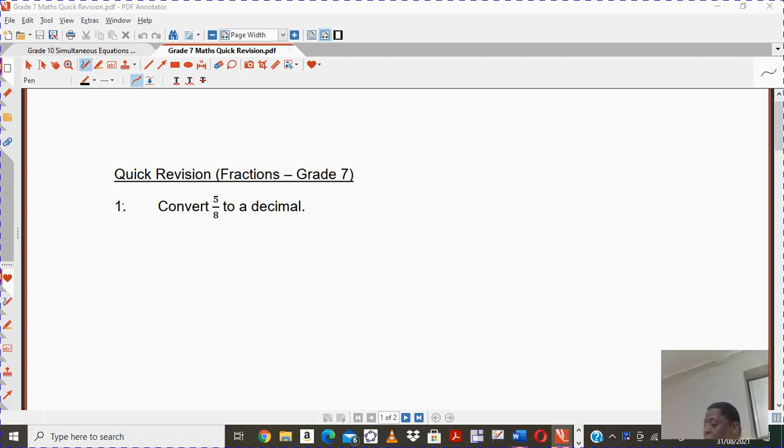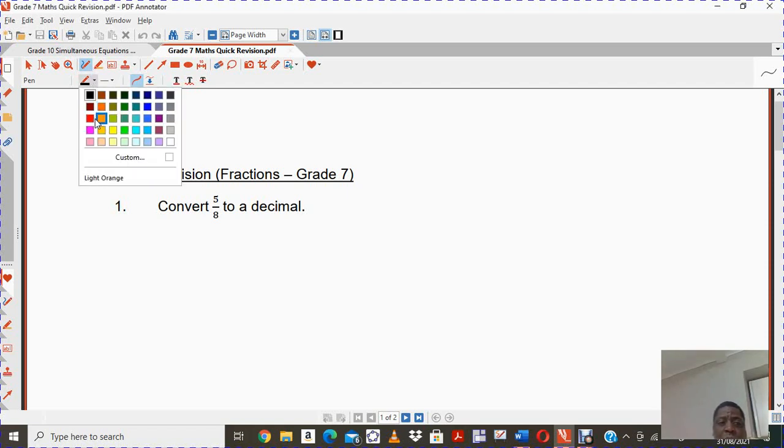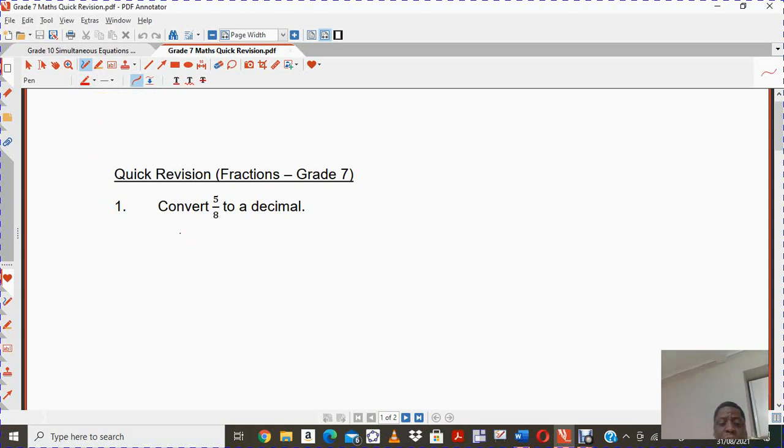So, the first question that I have here is you are supposed to convert 5 over 8 as a decimal. Now, there are many ways that you can do this. I have a different method. So, what I want you to look at is the denominator. The denominator is the same as 4 times 2.